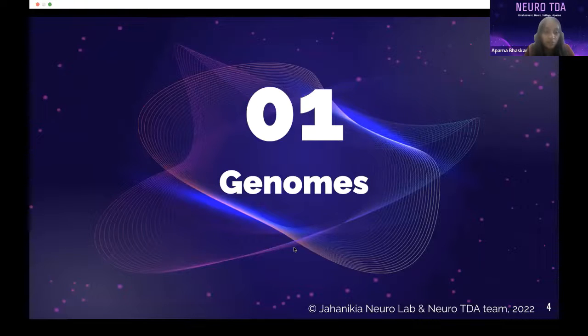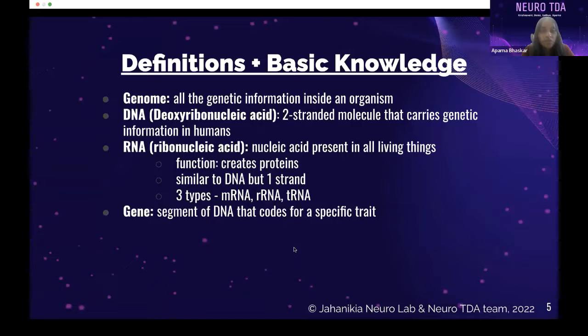First, on genomes. Let's review the definitions of basic knowledge. What is a genome? A genome is all the genetic information inside an organism. So genomes include DNA and RNA. DNA is deoxyribonucleic acid, which is basically a two-stranded molecule that carries genetic information in humans.